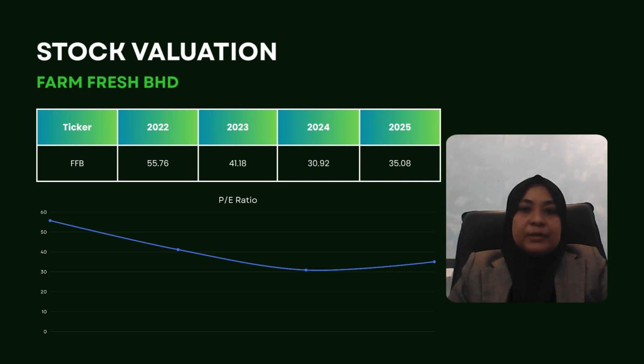The PE ratio decreased from 55.76 in 2022 to 30.92 in 2024 before increasing slightly to 35.08 in 2025. This indicates that the stock has become more reasonably valued over time.